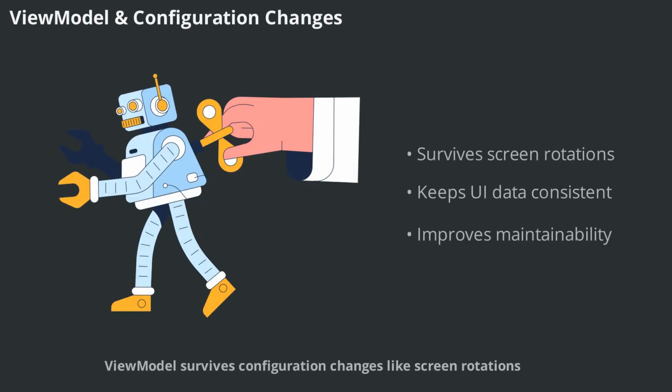ViewModel survives configuration changes like screen rotations, keeping UI data intact even when activities or fragments are recreated. This reduces the need to reload data and keeps UI controllers focused on presentation logic. ViewModel is lifecycle-aware, releasing resources when the UI is permanently destroyed. Since ViewModel does not reference UI elements directly, it can be tested independently, improving code organization and maintainability.